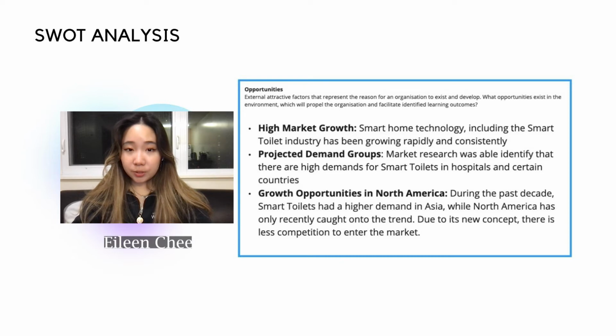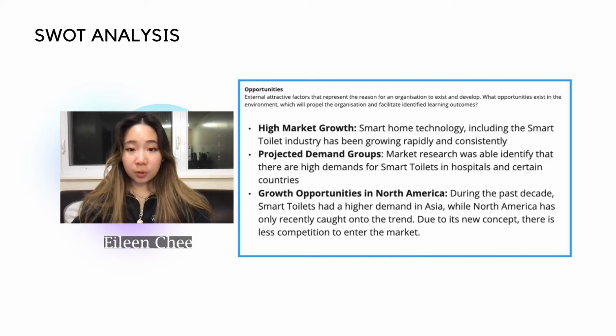Our first opportunity was the high market growth projected within the smart toilet industry. According to research, the demand for better and smarter toilet devices has been rapidly increasing throughout the past decade, which was attributed to rapid urbanization, technological advancement, and an increase in advancement by developing countries. Our second opportunity is the projected demand groups. Research was able to identify certain groups that are showing deep interest in investing in smart toilets, such as hospitality industries, hospitals, and countries that have been experiencing rapid urbanization.